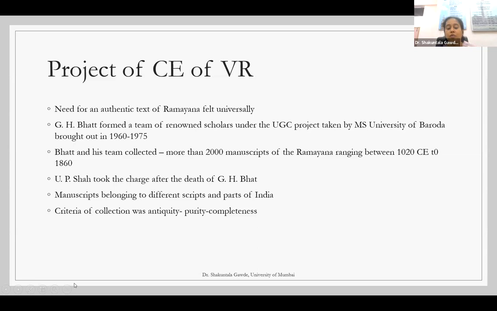So we can see that no manuscript was available which was before the 10th century.